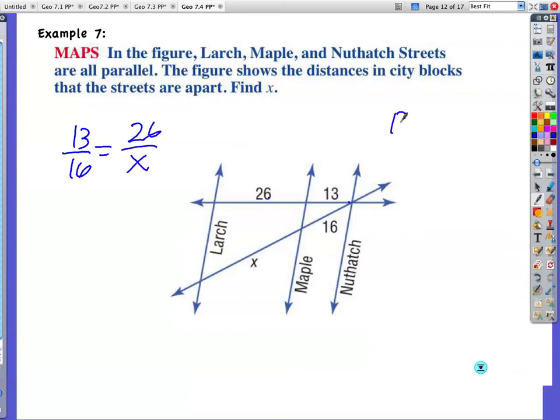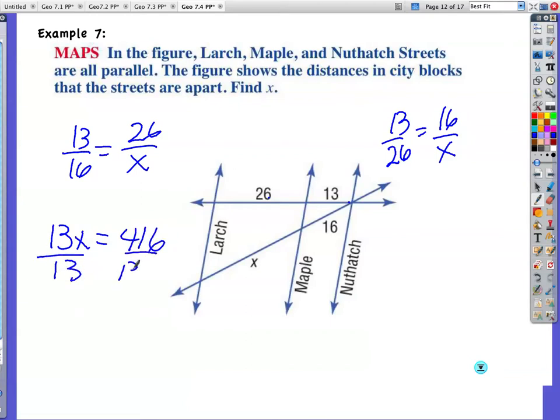If you were like, hey, 13 is to 26 as 16 is to x, if you will notice when you cross multiply either one of those, you will have 13x is equal to whatever 26 times 16 is, and I'm getting 416. Okay, and now I'm going to divide both sides by 13, and I'm getting 32. So x is equal to 32. And I don't need any labels, I just needed to find x. Okay, that seems fancy enough.